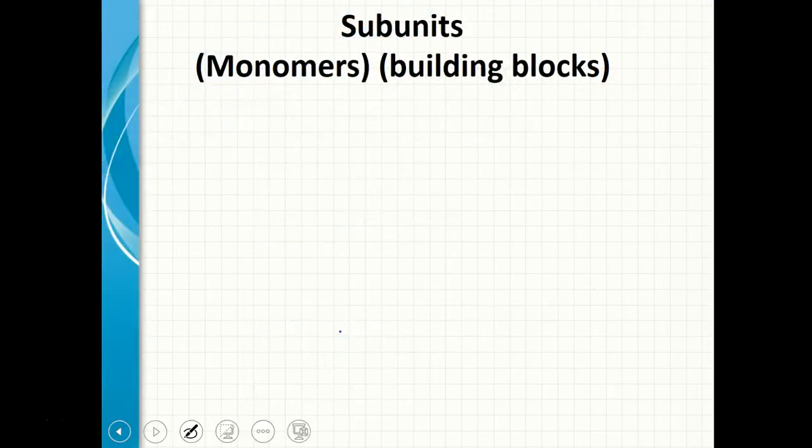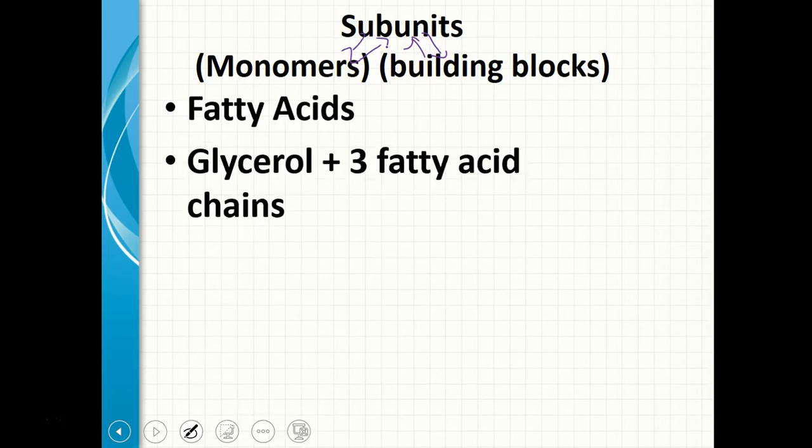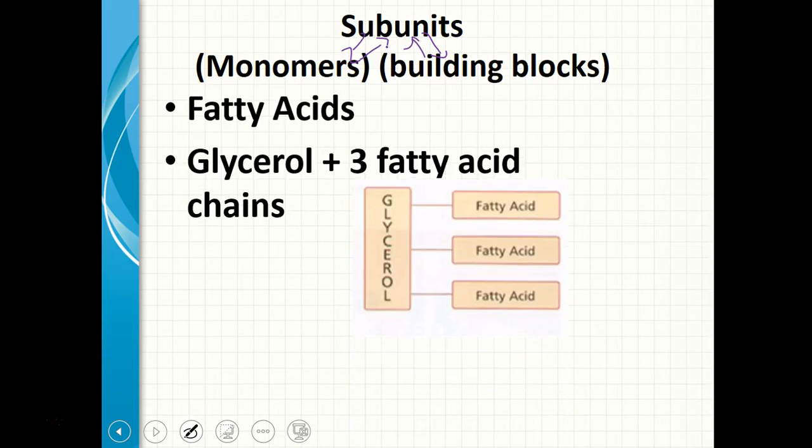So let's talk about the subunits or the monomer. So remember that monomer and subunit and building block are all interchangeable. They all are going to be meaning the same thing. We call the subunit of a lipid a fatty acid. Okay? A fatty acid is going to contain a glycerol backbone, and here it is.